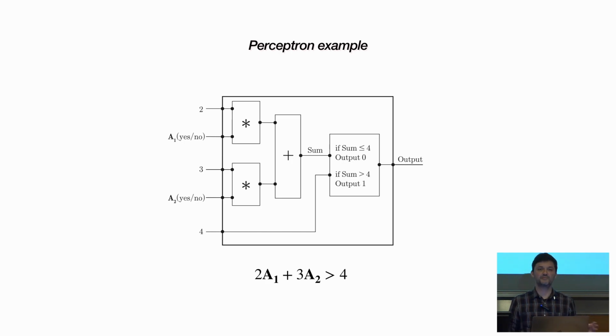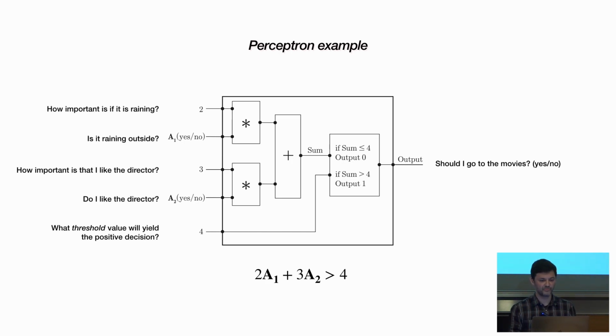So let's make an example of this. Should I go to the movies? It's the same question. And how important is it that it is raining? So for example, I put the weight 2. And then how important is that I like the director? I say, okay, this is a little bit more important to me than if it's raining. So I'm going to weight this with 3. And then what threshold value will yield the positive decision? I will say 4.